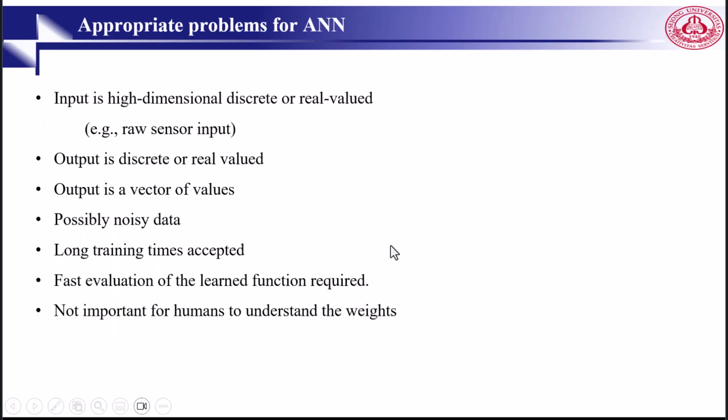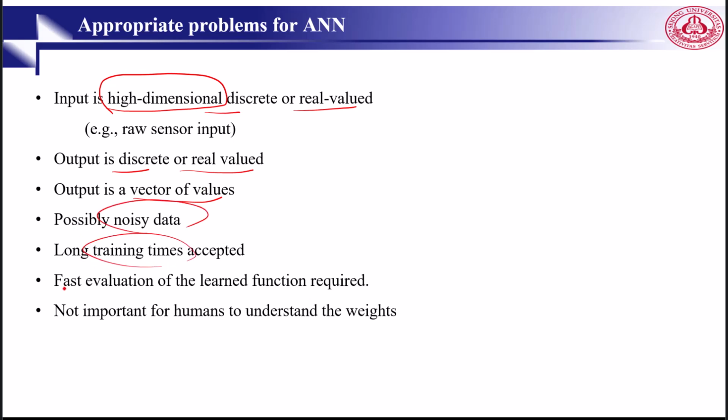So what problems are good for artificial neural networks? When we have input with high dimension, and it is discrete or real valued. When the output is discrete or real valued. When the output is a vector of values. When we have noisy data. When a long training time is okay, no problem. When fast evaluation of the learned function is required. And when it's not important for humans to understand the weights.